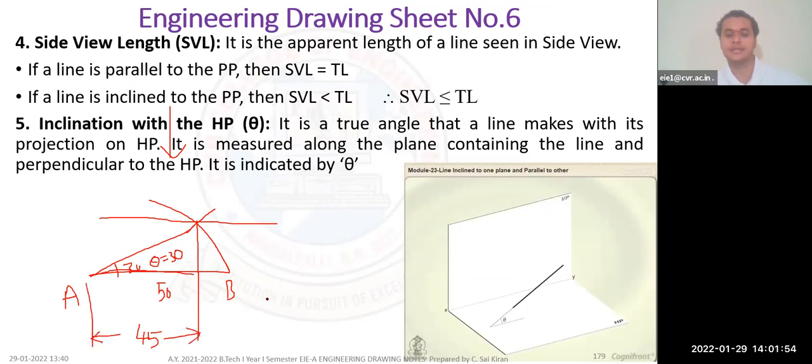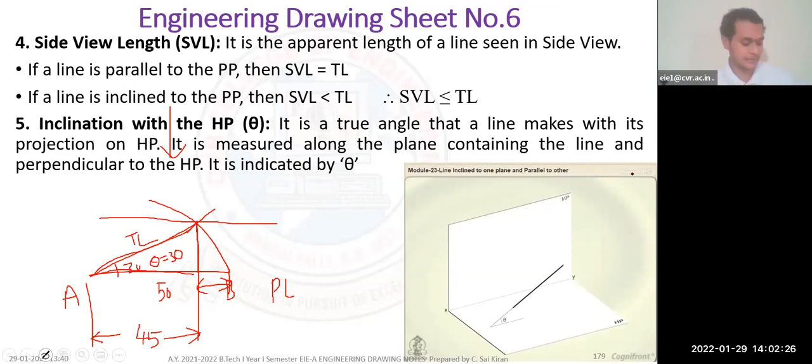So this is my plan length, top view. Whenever I'm seeing the top view, the length will be reduced. Actual length is 50 mm, this distance is true length, 50. But when I'm rotating and seeing from the top view, this is my reduced length. So this 5 mm length is reduced when I'm seeing from the top view, because I gave the inclination. Okay, that is the same thing.